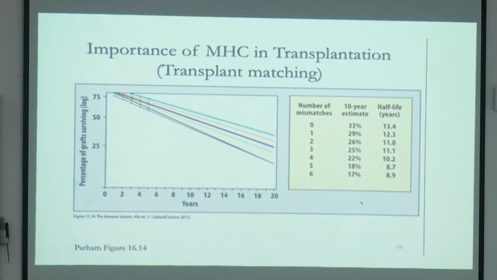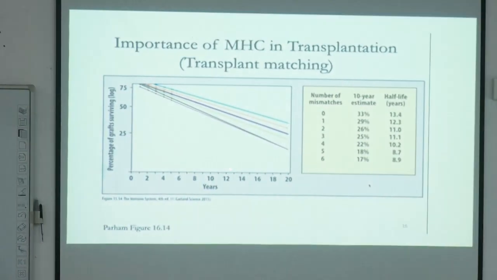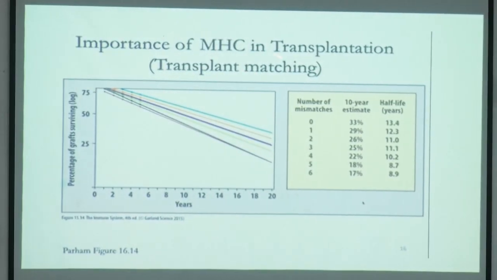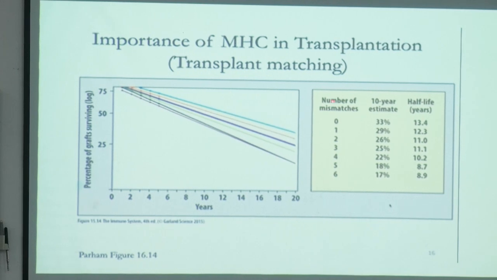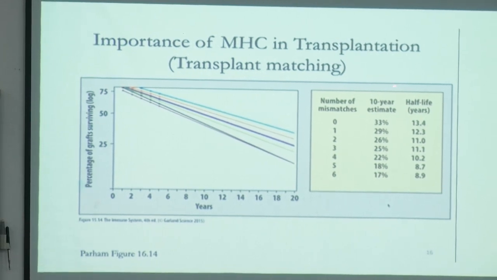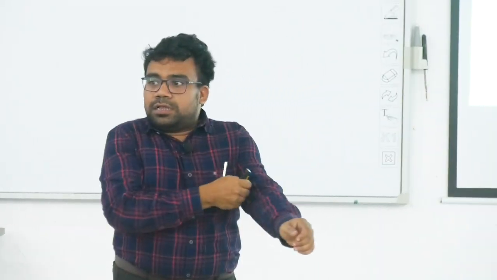Based on this principle, if there is matching of MHC, you can see the number of mismatches over here. The 10-year estimated life is only 17%. If the number of mismatches is 0, the 10-year estimate is 33% and the half-life is 13.5 years. This is the half-life of the graft. If there is no mismatch of the MHC or HLA, probably 13 years would be the lifespan of the kidney graft. But if the number of mismatches increases, the half-life of the graft will decrease.